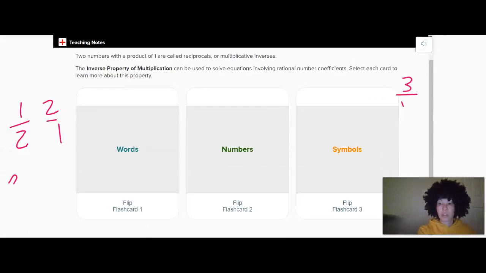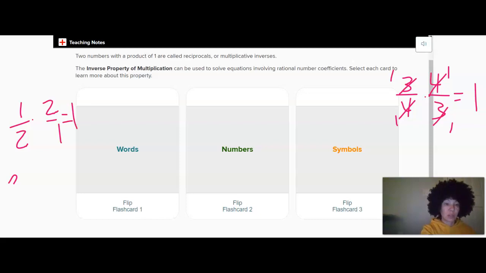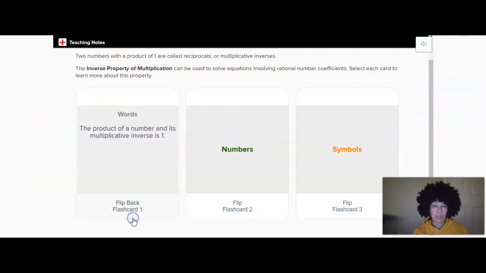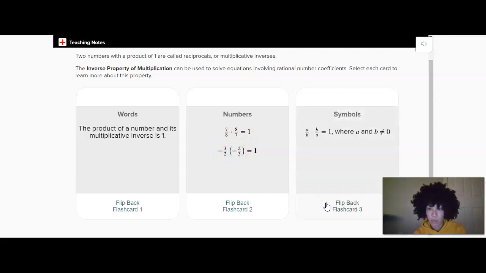If the number is 3/4, then the inverse is 4/3. And if I multiply 3/4 times 4/3, what do we get here? We get 1. 1/2 times 2 over 1 is 2 over 2, or just 1. So they are inverses, or multiplicative inverses, or reciprocals if, when we multiply them together, it equals 1. So that's what a multiplicative inverse is. The product of a number and its multiplicative inverse is 1. So if I have 7/8 and multiply it by 8/7, I get 1. If I have negative 3/2 and multiply it by negative 2/3, I get 1.